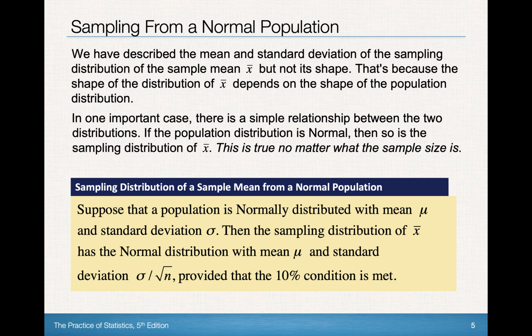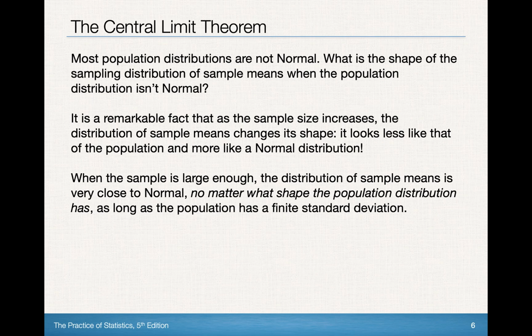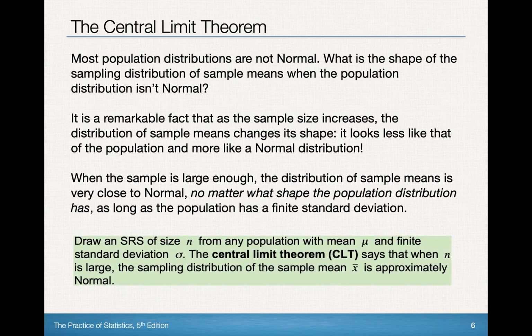But what happens if our population distribution is not normal? How can we find the shape of the sampling distribution? This is called the central limit theorem. The central limit theorem says that as long as our sample size is large, very large, then the sampling distribution will be approximately normal. So again, the central limit theorem says as long as our sample size is large, then the sampling distribution of X bar will be approximately normal.